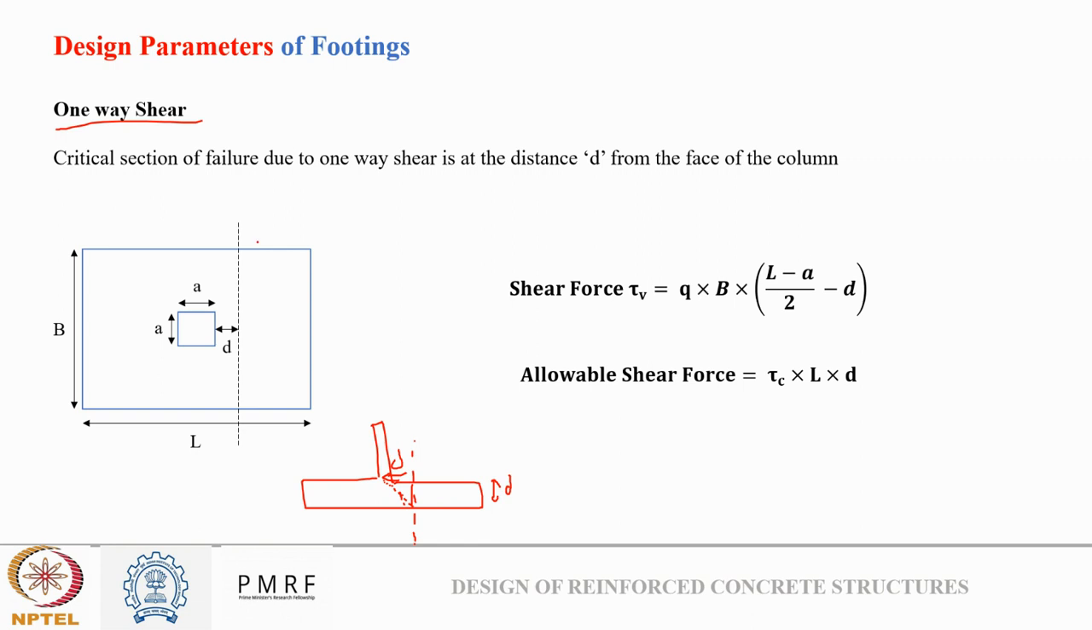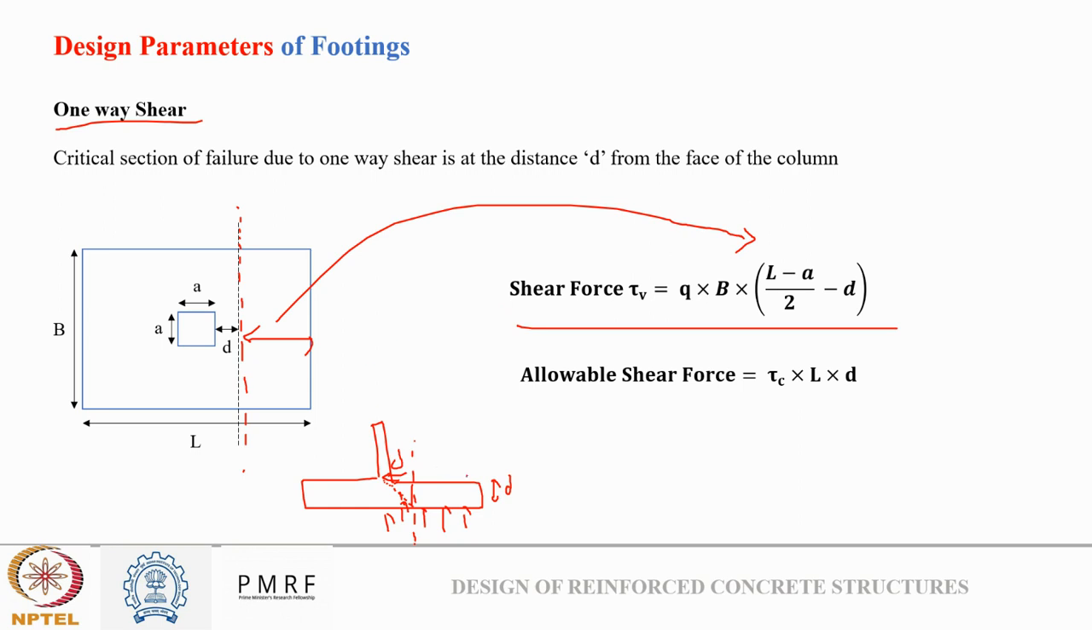Okay, so that's why we can take the critical section of failure in one-way shear at a distance d from the face of the column. At this distance d from the face of the column, I will calculate the shear force which is acting. Since q is my net reaction of soil, it will be nothing but q times b times (l minus a by 2 minus d). This distance I need to calculate, so this distance is nothing but this. So I can calculate the net shear acting here.